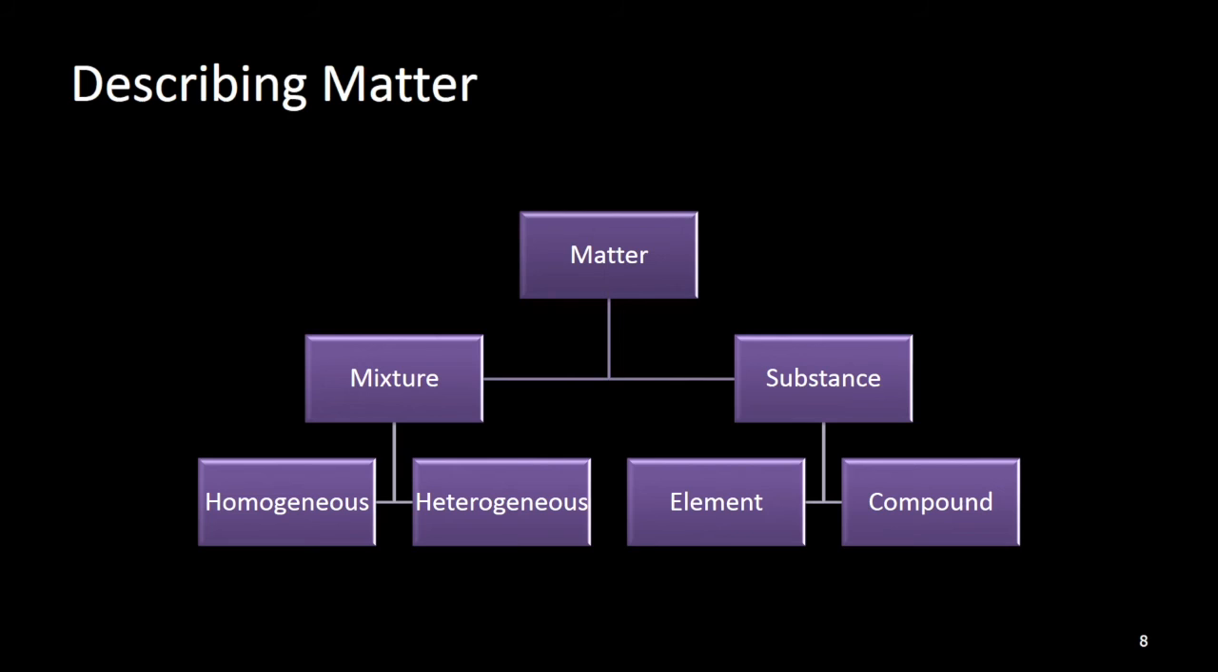The other type of substance are compounds. Compounds are elements that are chemically combined, and in order to separate them you would have to go through another chemical process to break them apart. Examples of a compound would be something like water or table salt.